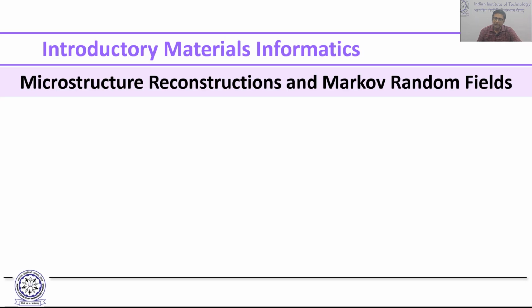So what we are going to do for today is talk a little bit about how, when we have these probability functions available with us, we can do microstructure reconstructions, and then we will also talk a little bit about how it is useful for us to think of microstructures in the form of graphs, and that is where we are going to introduce the concept of Markov random fields. So by and large we will be discussing microstructure reconstructions and Markov random fields today.